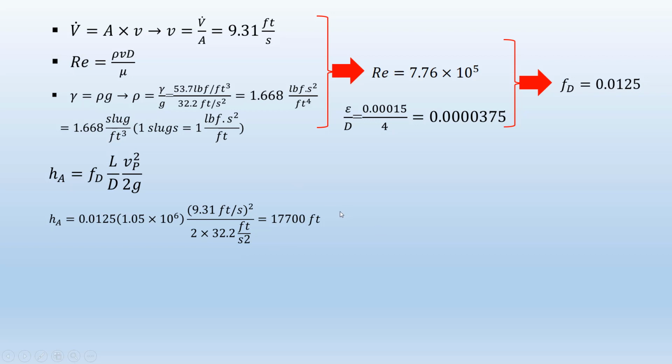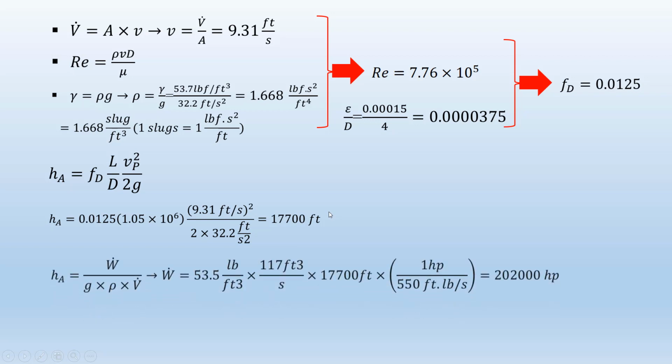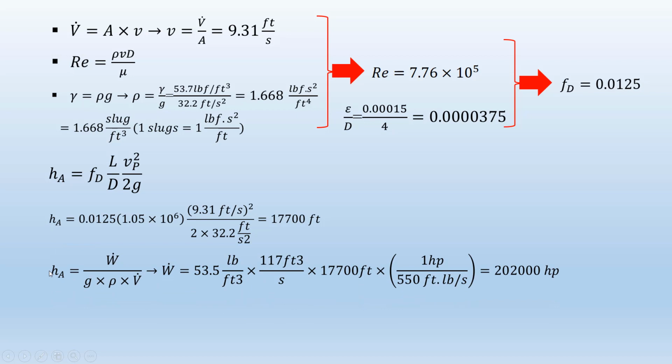So what you need to do, you need to convert it to power. If you want to convert head to power, from fluid mechanics, if you remember, guys, you can use this equation. You can write H equals the power over G times density times volumetric flow rate. So you have H, you have G, density and volumetric flow rate, and then you can find the power. So this is the power, guys.